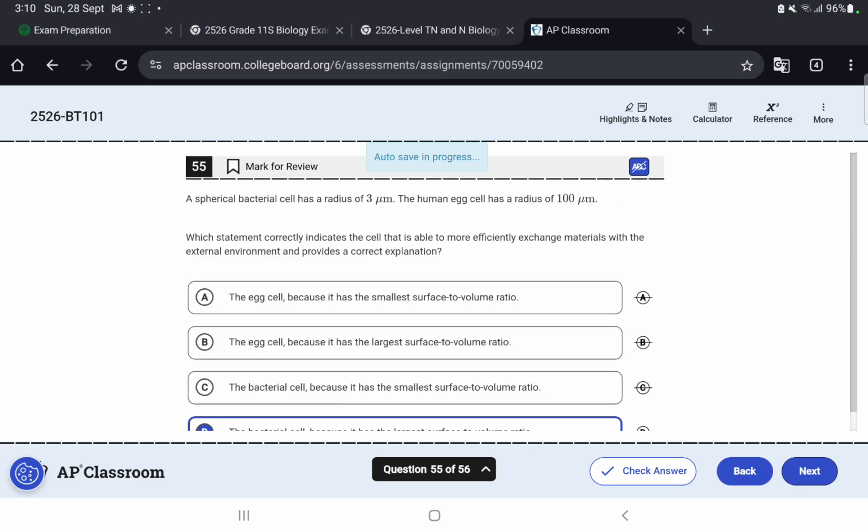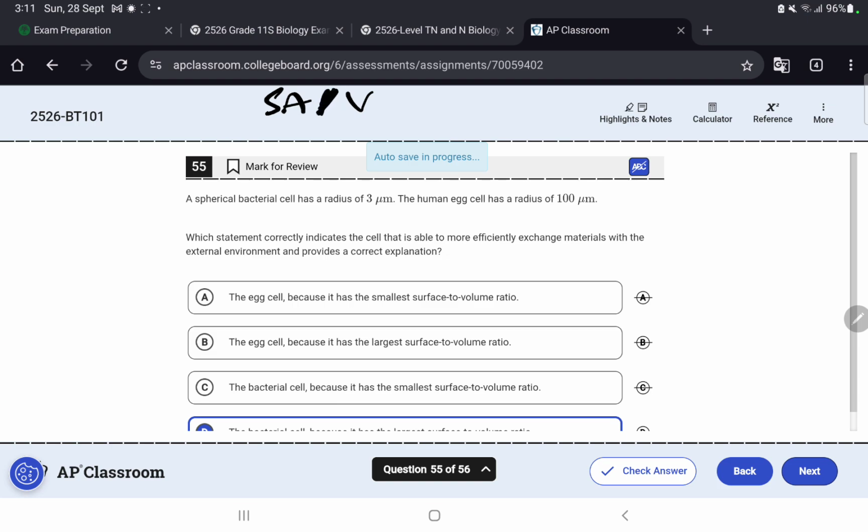Which statement correctly indicates the cell that is able to more efficiently exchange materials with the external environment and provides a correct explanation? Okay, so guys, here, listen, they're asking us for efficiency. Okay, they're asking us for efficiency. So what we're going to do is we're going to find our ratio, which is surface area over volume. Now, they only gave us the radius. They were nice and they gave us the radius. They didn't give us the diameter, so that's better. They gave us the radius, okay? Now our job is to find the ratio, which is surface area over volume. So surface area over volume. This is our ratio. Okay.